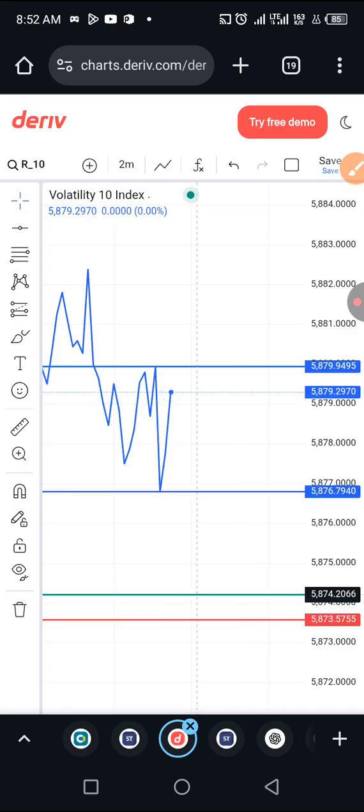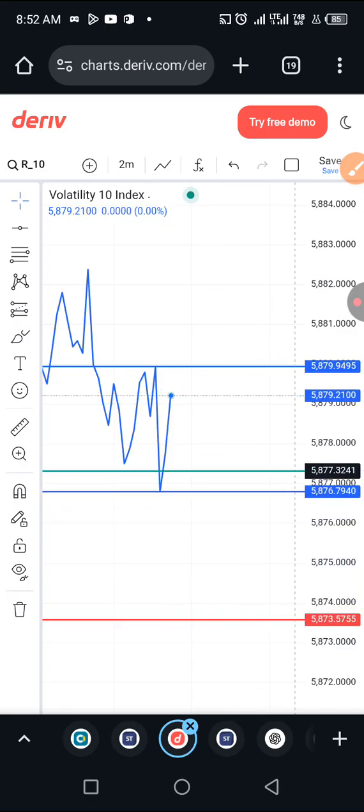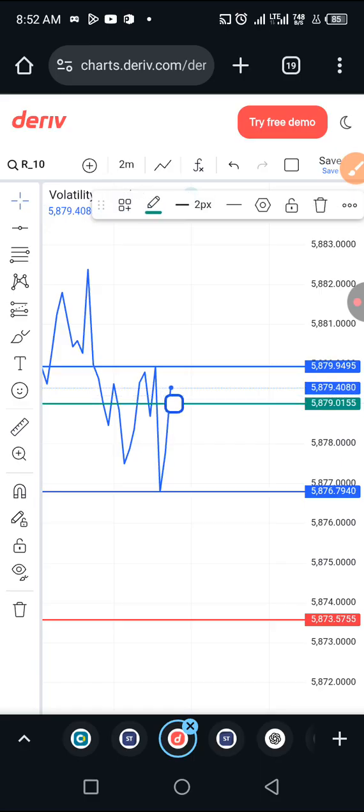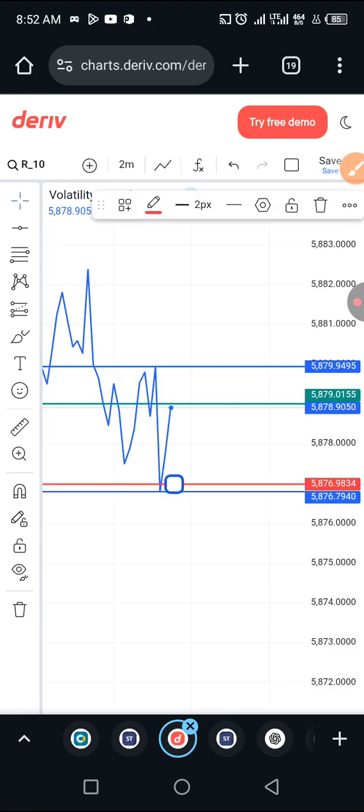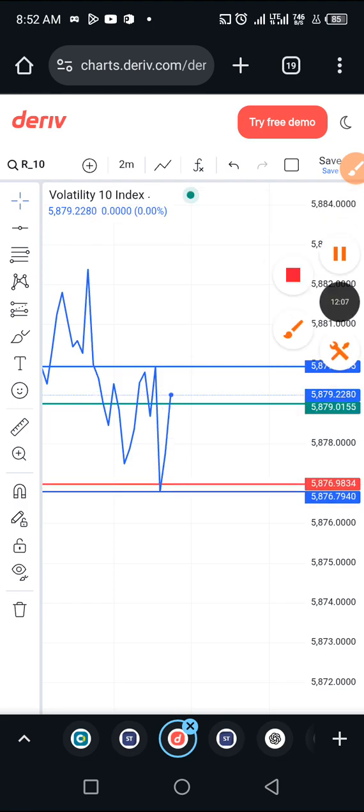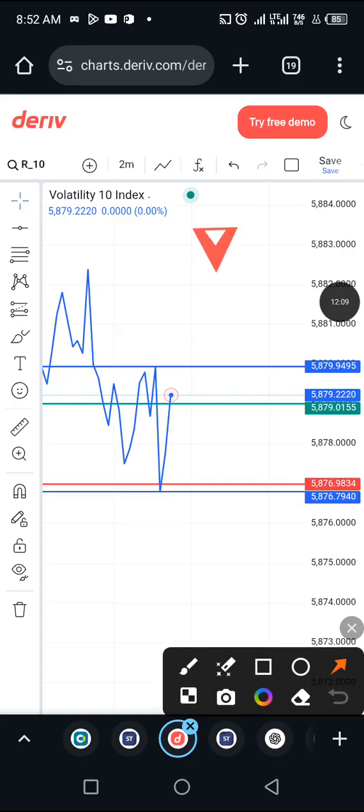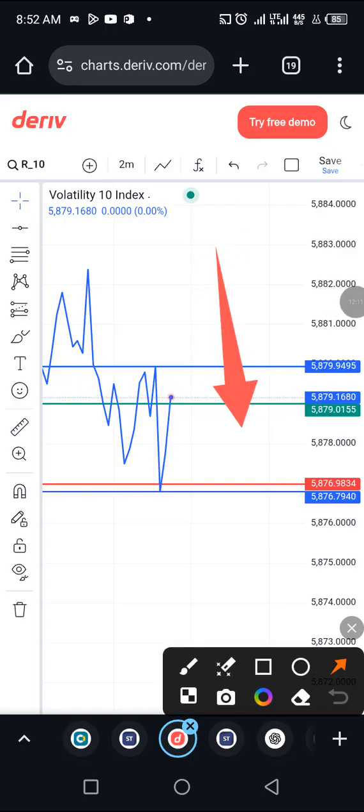Then if the market should break the high, our point of interest would be somewhere here and our stop loss will be somewhere here. It's as simple as that. So we are expecting the market to break the blue zone and come back to the green zone, then we enter for uptrend.